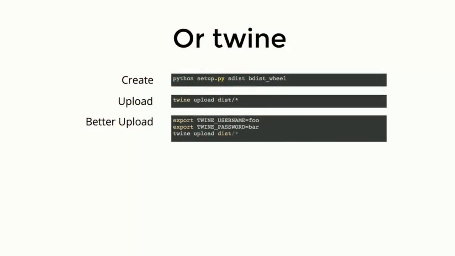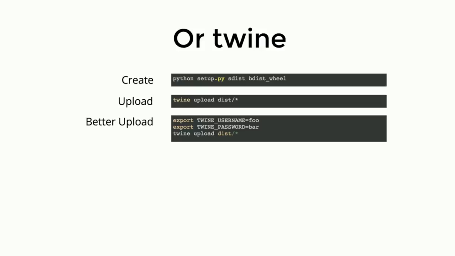But you can also do that with Twine. First of all, you still use setup.py to create your distribution, like sdist or bdist will. Sdist stands for source distribution, bdist binary distribution. And then you just run twine upload dist and whatever package you want. And that's just that.